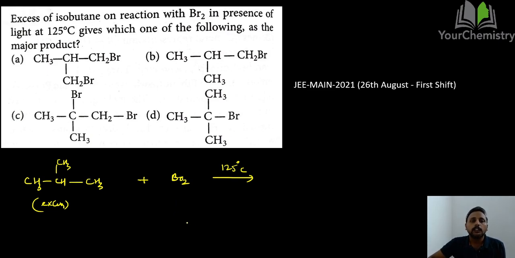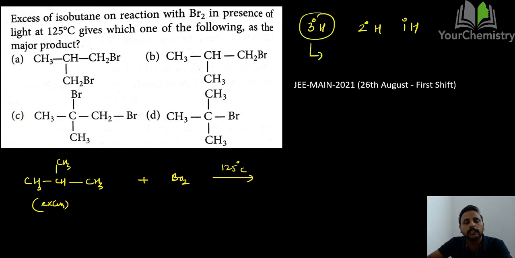Able to understand? Before proceeding, to identify the major product in the case of bromine, we need to know the reactivity of hydrogens. The hydrogens are classified into three categories: tertiary hydrogen, secondary hydrogen, and primary hydrogen. What is a tertiary hydrogen? The hydrogen connected to a tertiary carbon. A tertiary carbon is a carbon connected to three other carbons. So this is a tertiary carbon, and the hydrogen connected to it is a tertiary hydrogen.